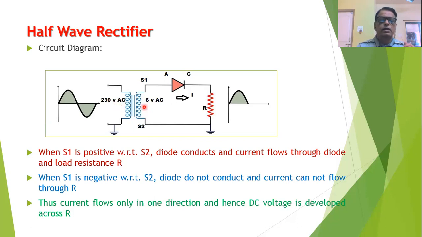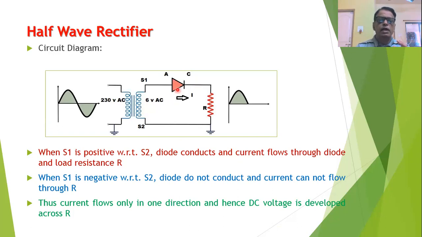At the secondary, we will get the 6 volt AC voltage. So the transformer will not convert AC into DC, but the transformer will either step up or step down the input AC. In this case, it is stepping down, that is, the input is 230 volt AC, while the output is 6 volt AC. This voltage is being connected to a diode, where the diode will have two terminals, anode and cathode.